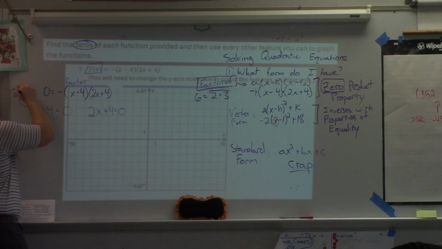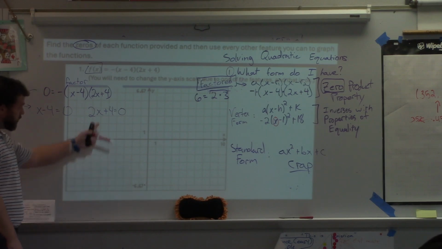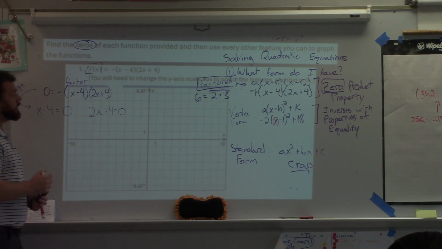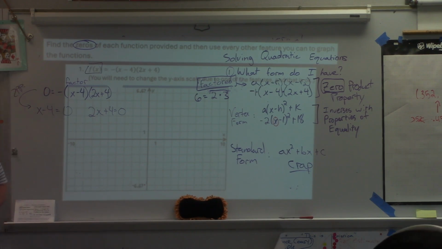Notice, can you solve this without factoring that 2 out? How many times do you see the variable? Once. So what can you use if you only see the variable one time? Inverses. So can you solve that equation now? Yes, 100%. It's one variable. We can solve that equation using inverses with properties of equality.